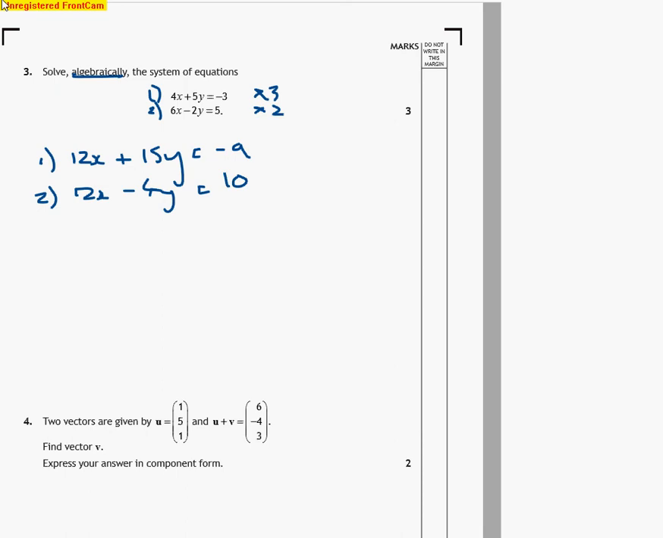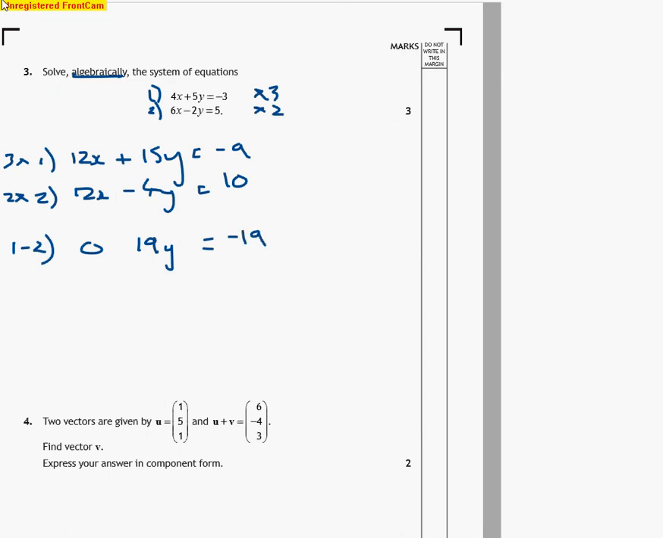Then we need to get rid of these x terms. So take one of the equations and take away the other equation. Looking at it, I think it'll be easier to do 1 minus 2 to keep the y's positive. I really should have called that 3 times 1 and 2 times 2. But anyway, now we're going to do 1 minus 2. So the x's become nothing, so that's good. 15 take away negative 4 is going to give us 19y. And minus 9 take away 10 is going to give us minus 19.